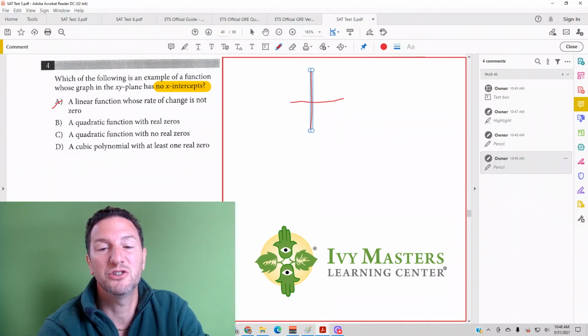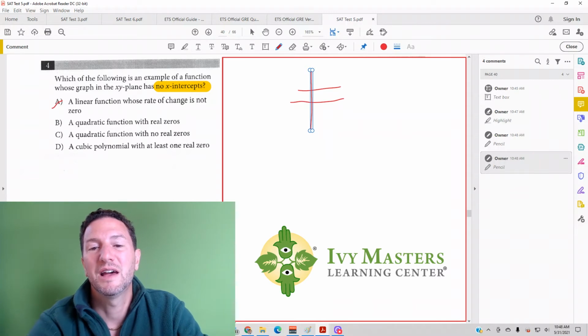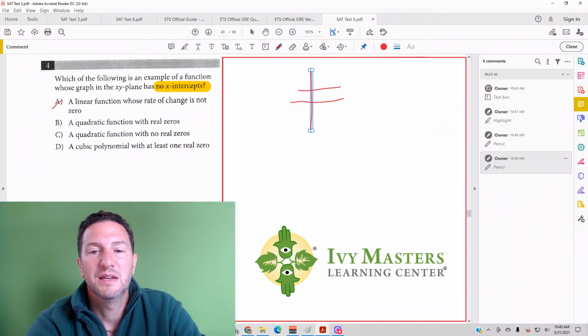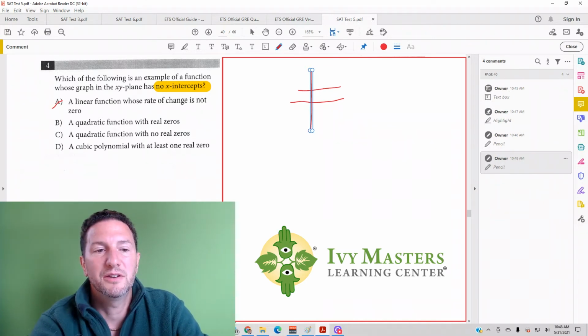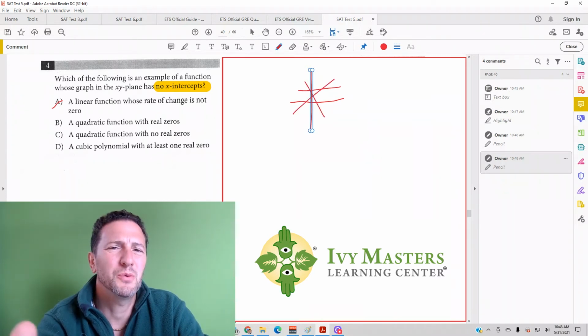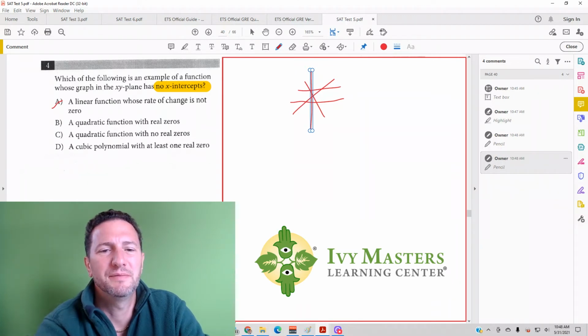If your rate of change is 0, then it means a horizontal line. And as long as it's not on the x-axis, then that's going to be the only situation where a linear equation is not going to have an x-intercept. So, not that. Now, here's where the different name things tie in.